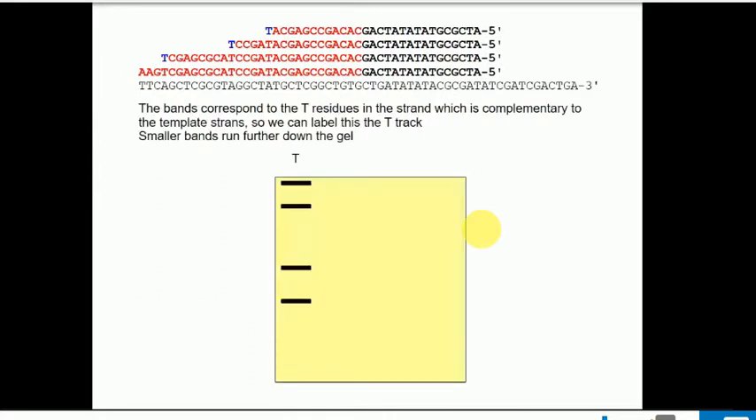So if we run these down a gel, a fairly specialised gel, because the difference in these is very small, so we use an extremely thin polyacrylamide gel for this, we're then going to get these four bands. Okay? And those bands correspond to the position of the A's in the complementary strand or the T's in the newly synthesised strand. Now, obviously, you can do this with any base. So I've talked about doing it with the T's, but you can do it with the A's as well.